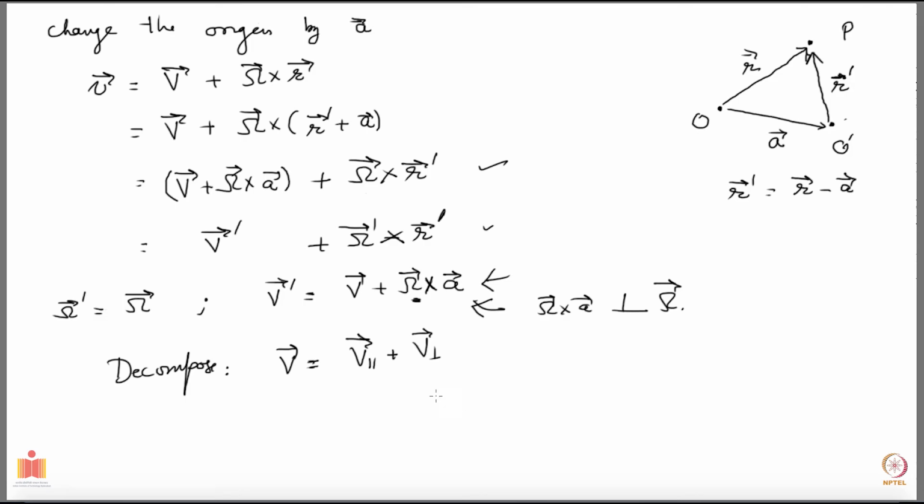Okay, so because of this, we can choose our origin, which is equivalent to saying we can choose our vector A such that V perpendicular is 0. Okay, and what does that mean then? It means that the velocity V would have the following form.